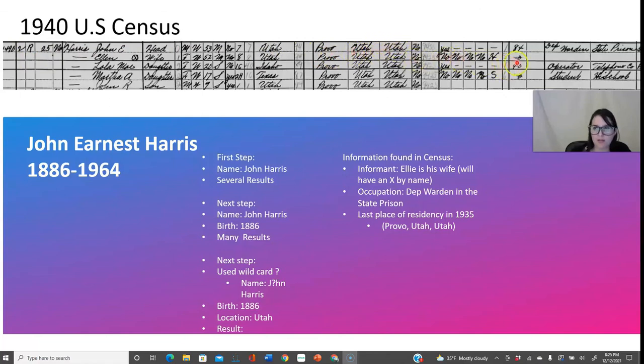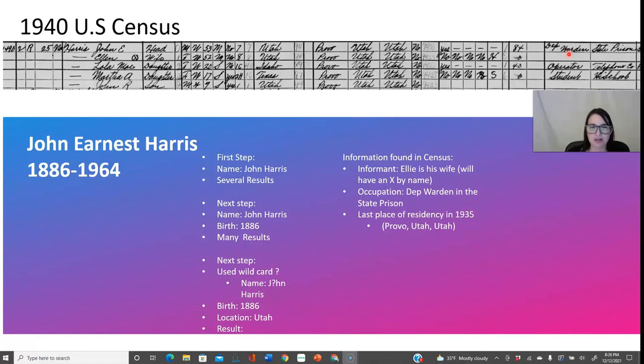And then also, he's now a warden in the state prison, a deputy warden, which I thought was interesting because once again he was a bookkeeper and now he is a deputy warden in the state prison. So you can gather lots of different information from the censuses.